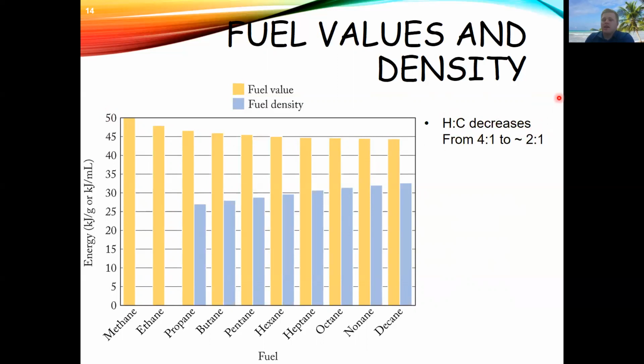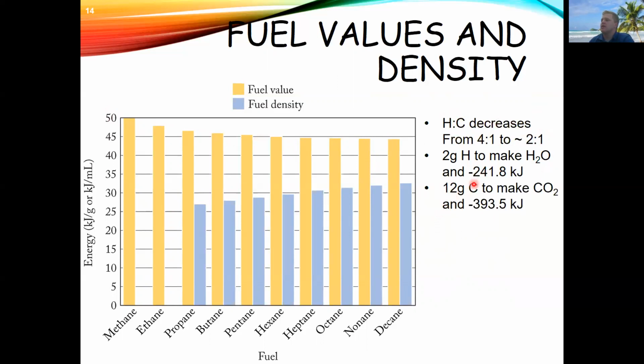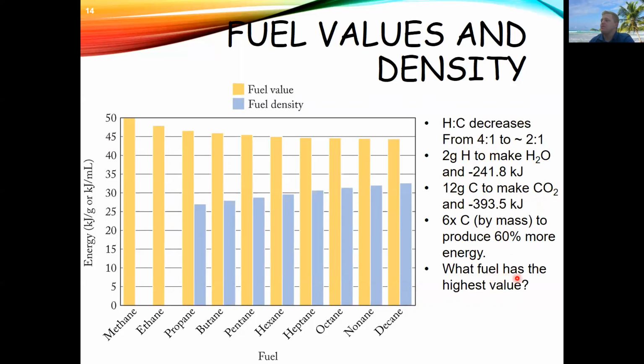And if we compare the energy efficiency of hydrogen reacting to carbon, we see that 2 grams of hydrogen to make H2O releases 241.8 kilojoules of energy. But when we take 12 grams of carbon to make CO2, we give off 393 kilojoules of energy. So this is just hydrogen gas and elemental carbon that we're comparing here. And so if you compare that, with carbon, you're using 6 times the mass of carbon to produce only about 60% more energy.